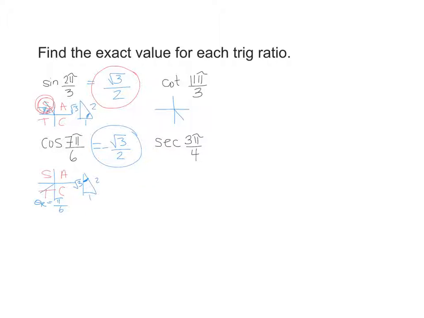Cotangent, we said, is the reciprocal of tangent. So I'm actually going to start by finding the tangent of pi over 3. And I'll use that same special triangle, this one, that we used in both of those. Pi over 3 is at the bottom. Tangent is opposite over adjacent, root 3 over 1. So the cotangent then is the reciprocal of that, 1 over root 3.